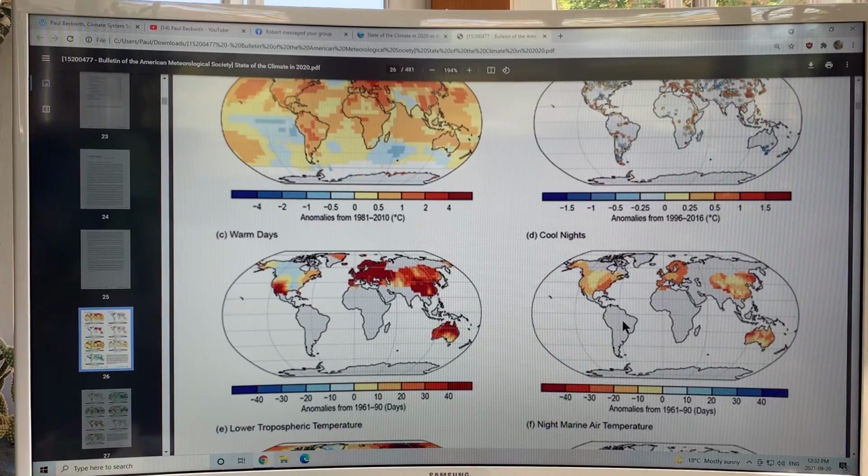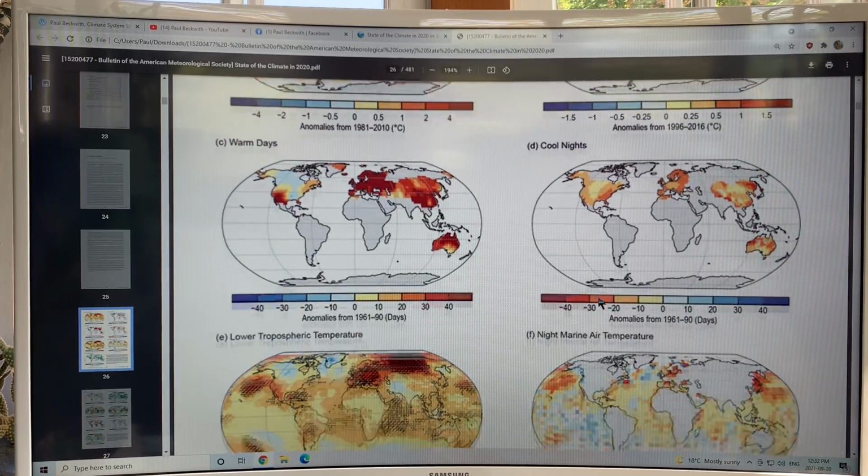If you look here, these are the cool night anomalies. You can see that these regions have up to 20, 30, 40 fewer days of the year with cool nights. Now, cool nights are very important. When we're in very, very warm temperatures, people need the cool nights in order for their body core temperatures to lower. The biggest stress on humans over time, cumulative heat stress, is very, very dangerous. So when we don't have cool nights for people to cool off, then the mortality rates go way, way up.